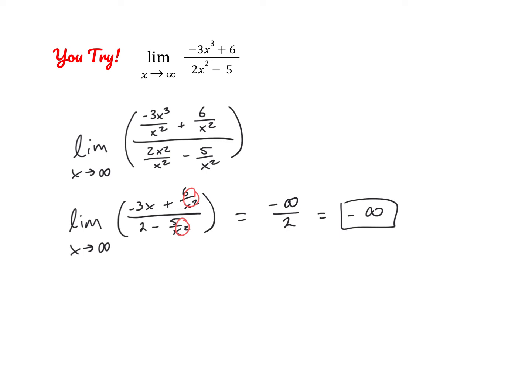I started by dividing the numerator and denominator by x squared, and then I evaluated the individual limits as x approaches infinity. So this portion will approach negative infinity, this portion approaches 0, this portion approaches 2, and this portion approaches 0. And remember, positive or negative infinity over any number will approach positive or negative infinity. So our limit is negative infinity.